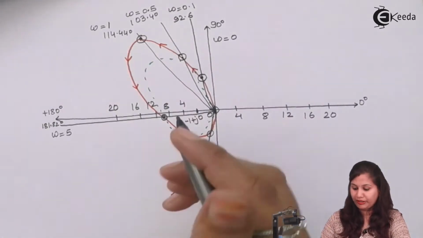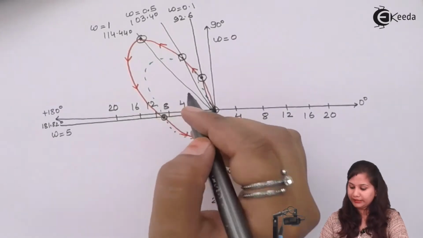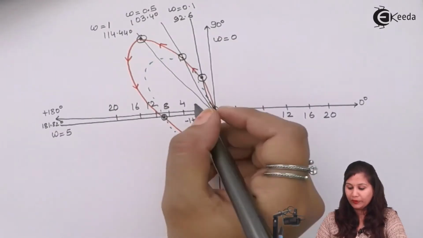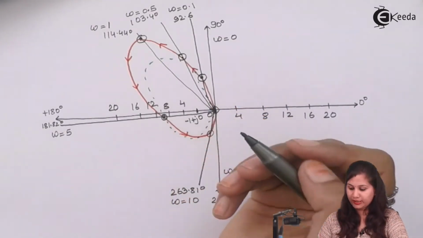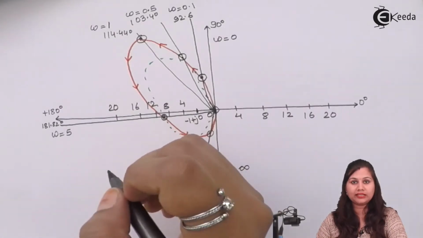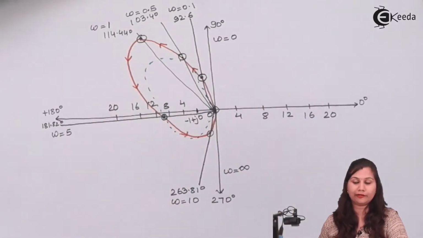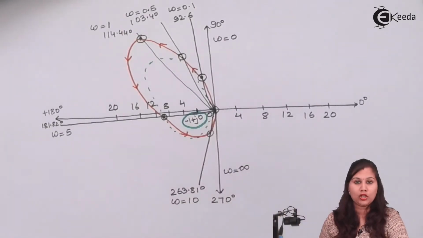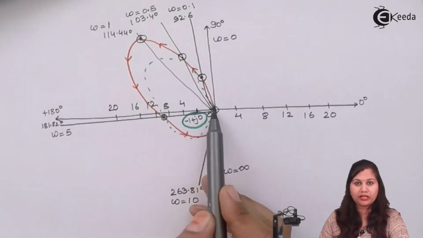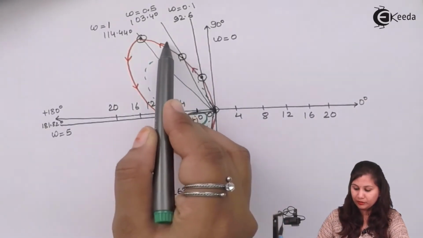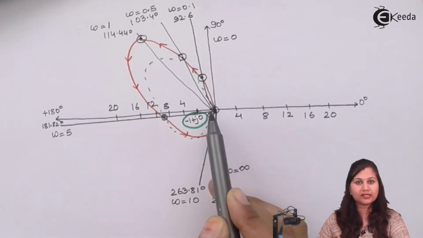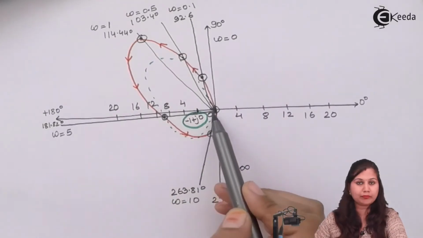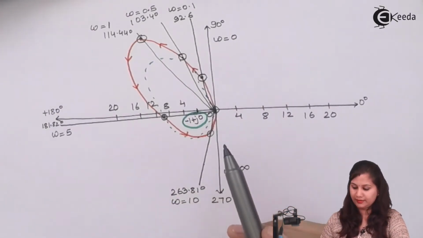Now we have drawn the polar plot and then we have drawn the Nyquist plot, which is the mirror image of polar plot. Now we are going to check the stability of the system. So for stability, we will see how many encirclements there are for the point minus 1 plus j0. Okay. So when we see starting from omega equals to 0, first time the curve is moving like this. So there is one encirclement. And then this mirror image is also encircling this point. So there are total two encirclements.